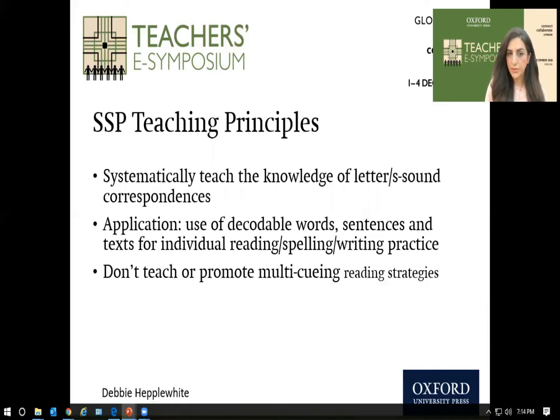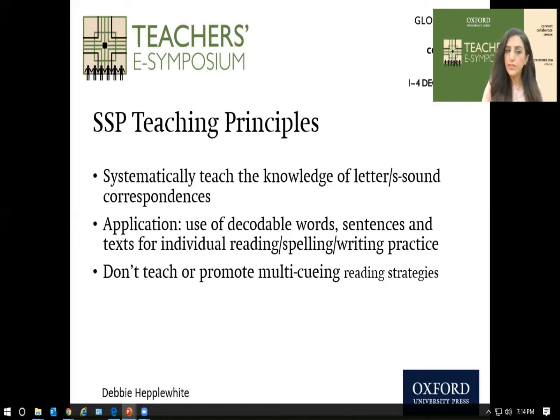So what are the teaching principles for systematic synthetic phonics? You've got to systematically teach the knowledge of letter sound correspondences. Application of the newly acquired skills is really important. So once students know some basic sounds, they should immediately be applying their knowledge to decode words and segment words. So it's very important to use decodable words, sentences, and text for individual reading, spelling, and writing practices. And one golden principle of systematic synthetic phonics is that you don't teach or promote multi-cueing reading strategies.